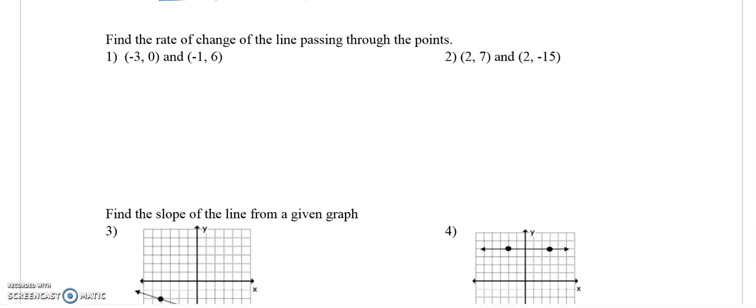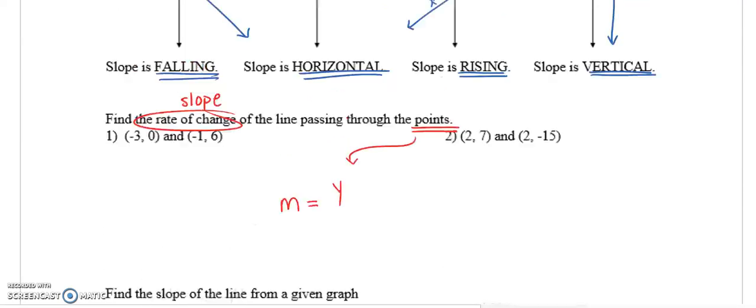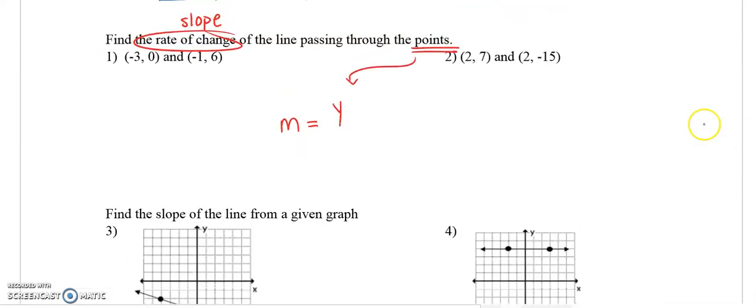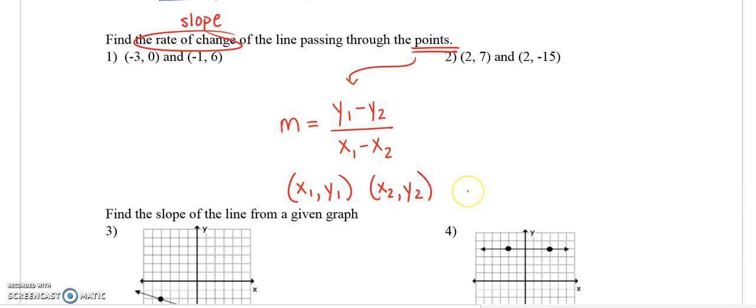Now, let's try finding the slope. It says find the rate of change of the line passing through the points. Remember, rate of change just means slope. And I mentioned earlier that when you're given points, we have a formula we're going to use. Slope, m, is equal to y1 minus y2 divided by x1 minus x2. These x's and y's are just the points. So you'll have one point labeled x1, y1, and one point labeled x2, y2. And that's how you'll know where to put things in the formula.